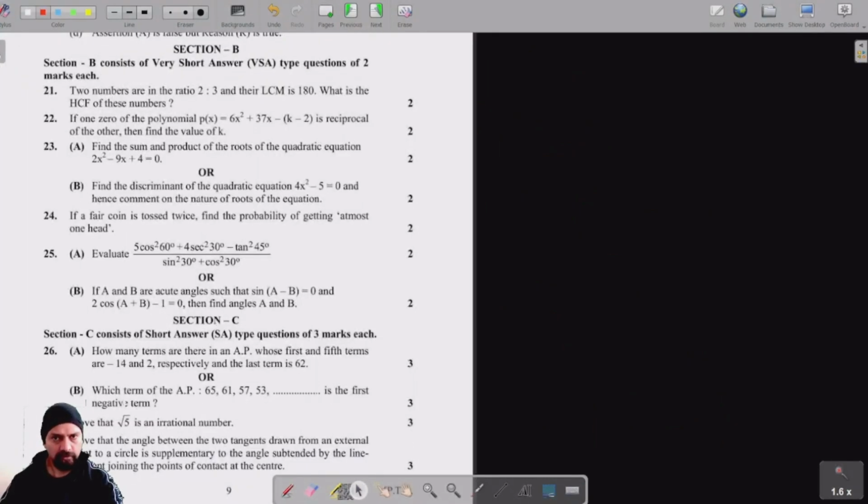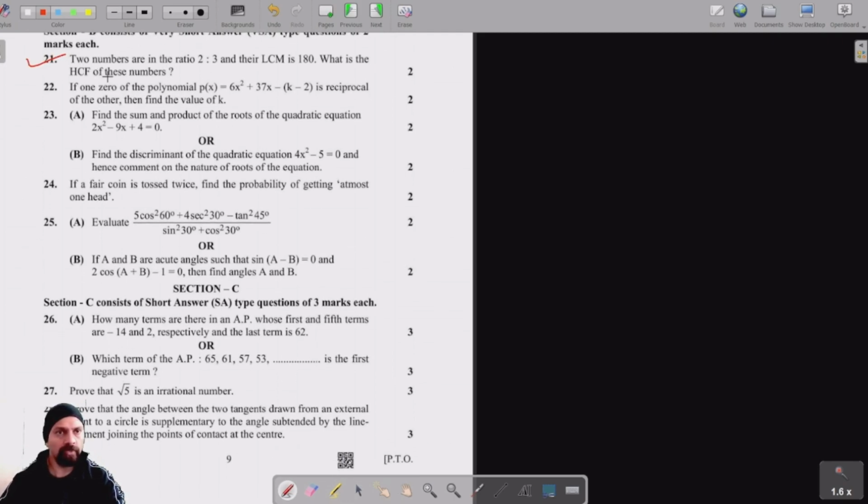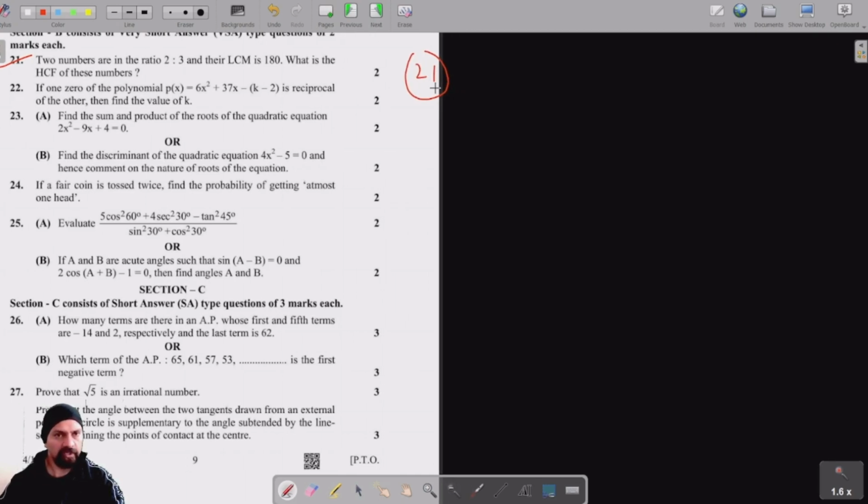For question number 21 of section B, which comprises very short answer questions of 2 marks each, the first one says that two numbers are in the ratio 2 is to 3. So let the two numbers be 2x and 3x, as they are in the ratio 2 is to 3.